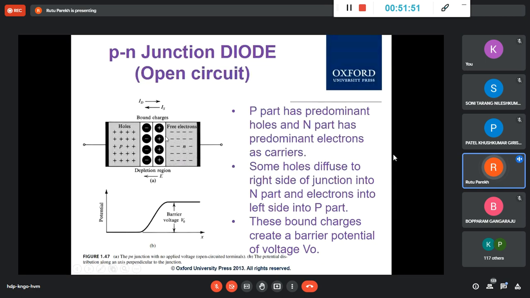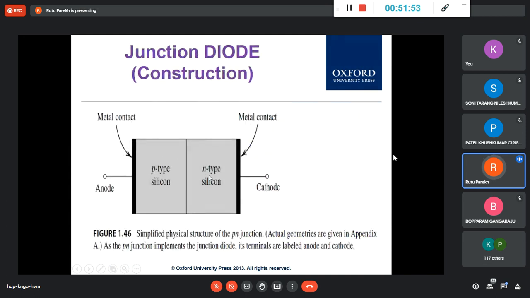See, this is N type, all negative. P type is all positive. And diffusion, you understand now, is moving from higher concentration to lower concentration. So electrons will move here, holes will move here. Now this is negative, this is positive.